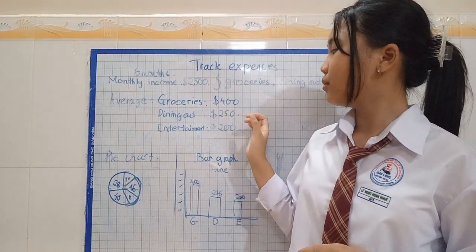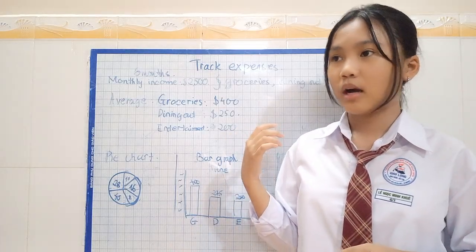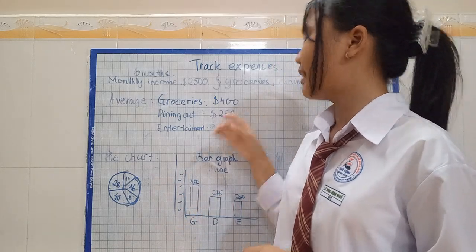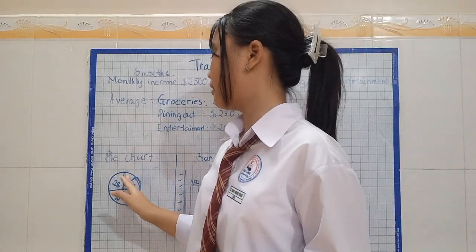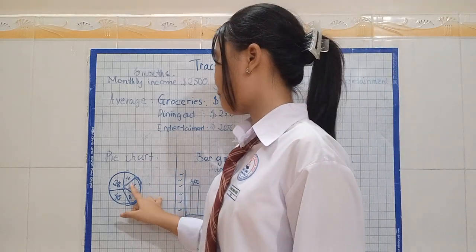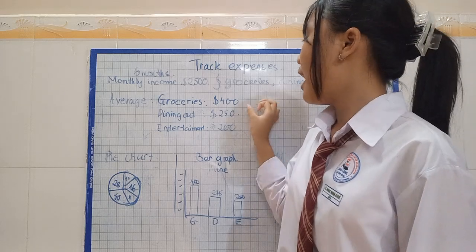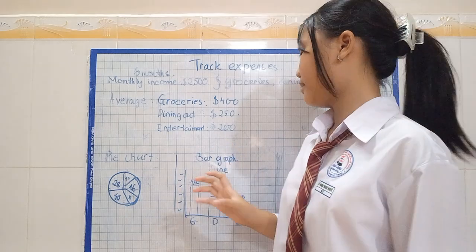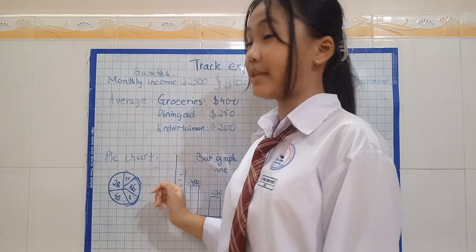So we're going to use the formula to calculate the percentage so that we can convert that. $250 is here, 10%. So that is our first one for dining out. Next, on groceries, we have $400, and so it's going to be 60% of our whole monthly income. Then for entertainment, which is $200, we have 8%.